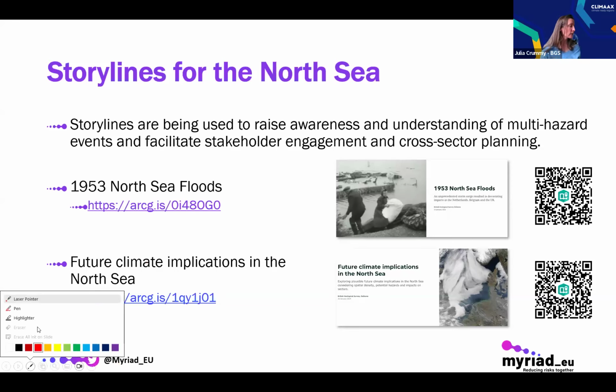So what we did is, we've created a storyline for the North Sea flooding, the 1953 North Sea flooding event, and we used that to have some conversations about what multi-hazard, multi-risk events can look like. And then in a workshop, we then came up with a storyline thinking about future climate events.